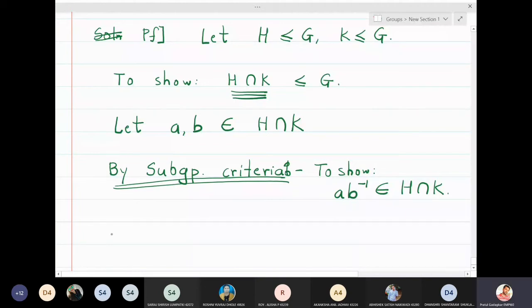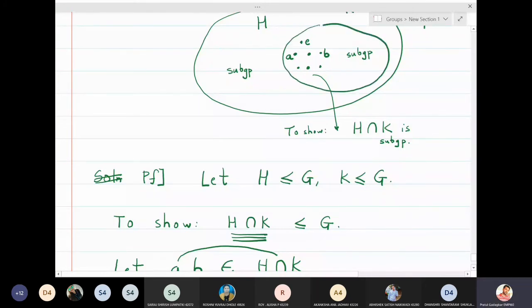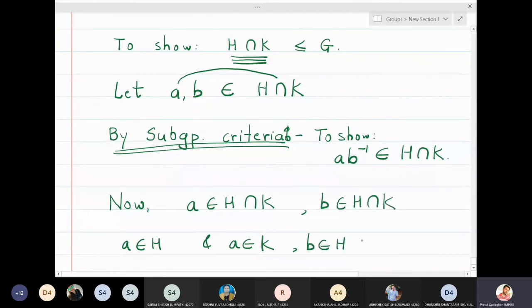Now, how will I show that? A belongs to H intersection K. If some element belongs to H intersection K, it means that element is in both sets. B is also in H intersection K. This means that if you look at H alone, A and B belong to H. Not only that, if you look at K, A and B also belong to the set K. So A and B belonging to H intersection K gives me that A belongs to H and A also belongs to K. I also know that B belongs to H intersection K, means B belongs to H and B belongs to K.